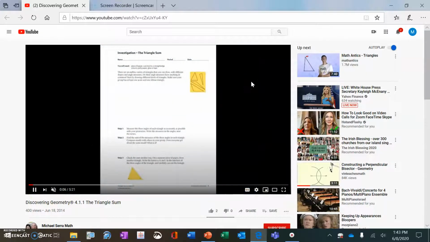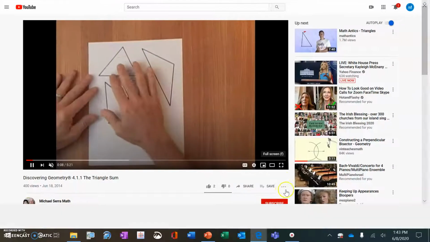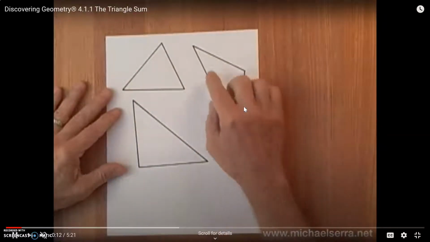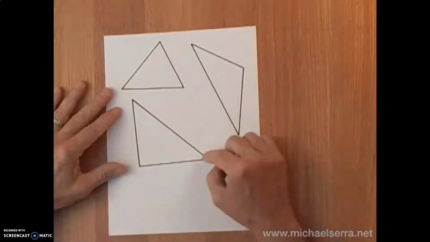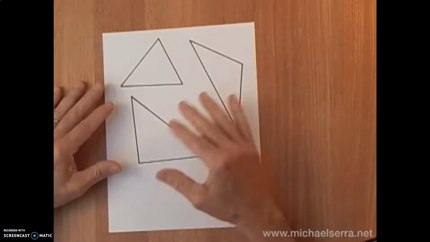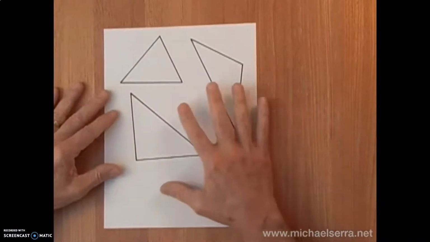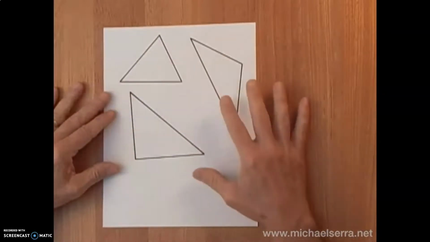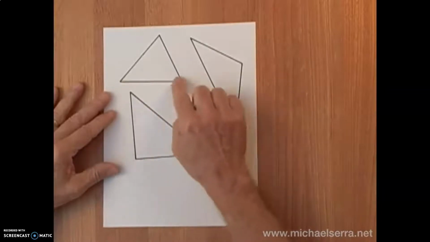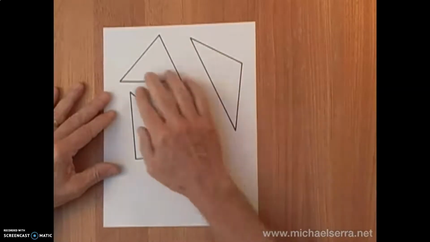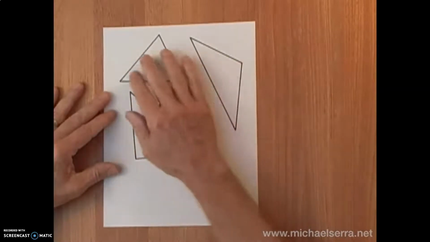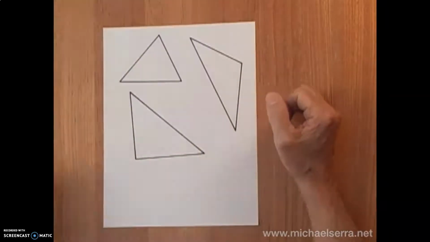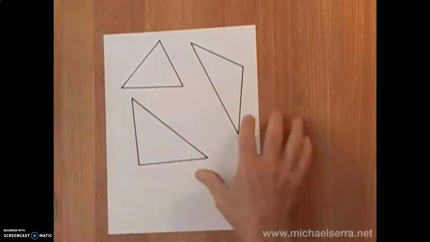And what this is, is our author of our textbook, Michael Serra. He is actually talking people through the investigation or investigations that you will be doing in the textbook. So what he's saying here is we have 3 different triangles, different shapes. If you are in a group, everybody would draw 1 or 2 of these triangles, all of different shapes.